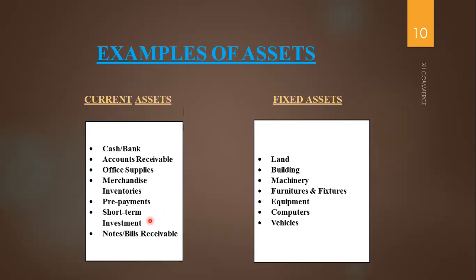Then we have note payables and note receivables and bill receivables. These are also our receivables. Another, we have the fixed assets. The life of the fixed assets is more than 1 year. Examples include land, building, machineries. All such assets have life more than a year. We are not purchasing them on a daily basis. Furniture, fixtures, equipments, computers, and vehicles.